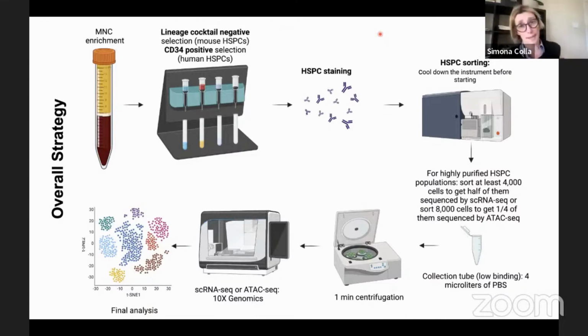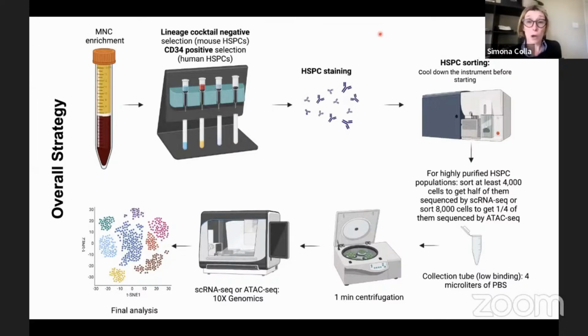If you want to do ATAC-seq, this is more challenging, because the ATAC-seq instrument is not able to capture cells at the same efficiency as the instrument for single cell RNA sequencing. So in my experience, I always sort 4 times more the number of cells that I sort for single cell RNA sequencing.